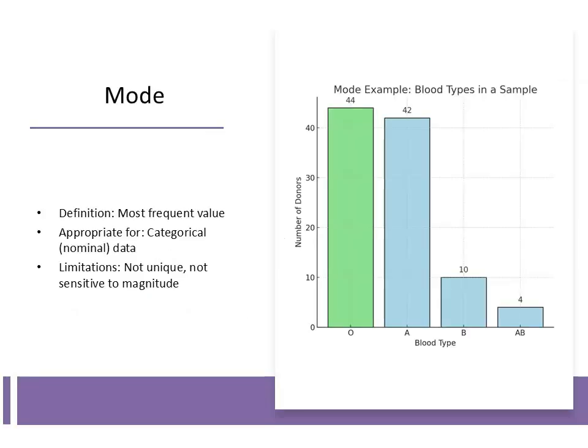The mode is the value that occurs most frequently in your data. It's particularly useful for categorical data, for example, the most common blood type in a population. Unlike mean or median, the mode can be used for nominal data. Just be aware that datasets can have no mode or more than one mode.